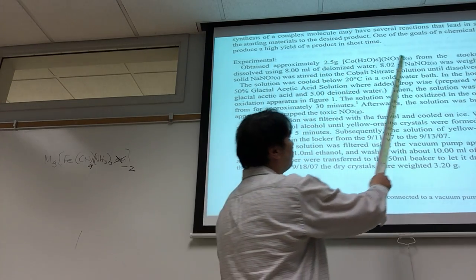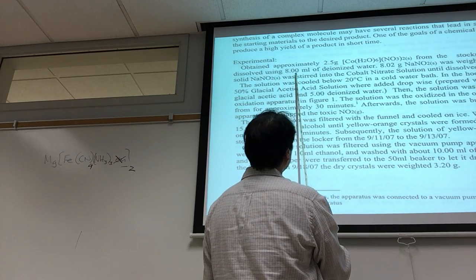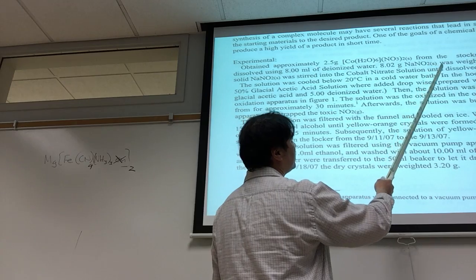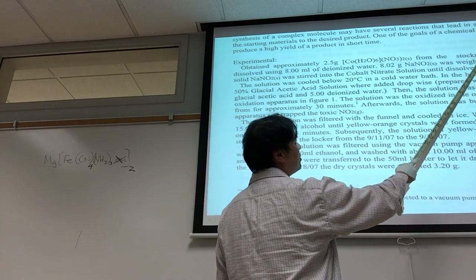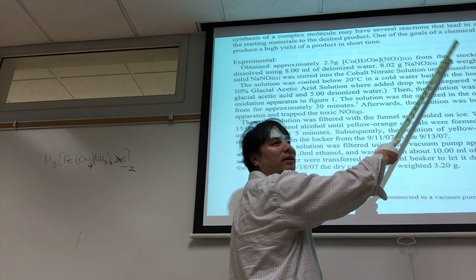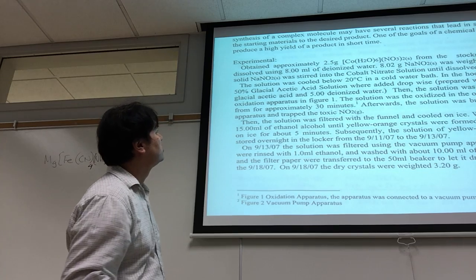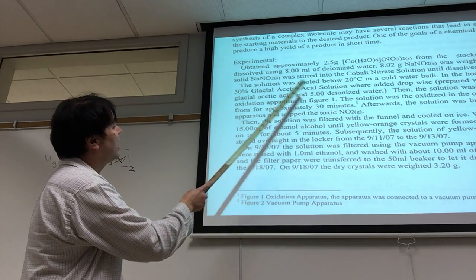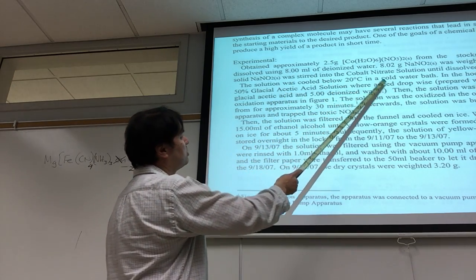Just tell me. From the stock room, and it was dissolved using 8.00 milliliters of deionized water. "8.02 grams sodium nitrite was weighted." It should be weighed. I see this all the time. It's not "weighted." You know what it is? Just "weighed." Get rid of the T. Into the solid sodium nitrite. And the solid sodium nitrite was stirred into the cobalt nitrate solution until dissolved.